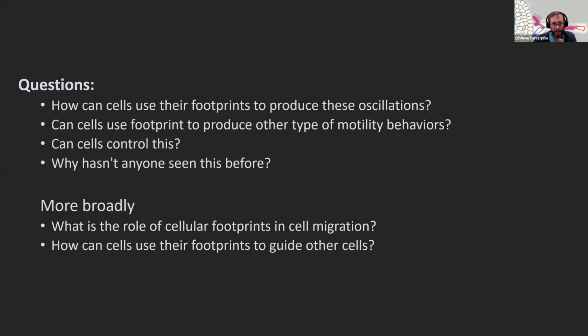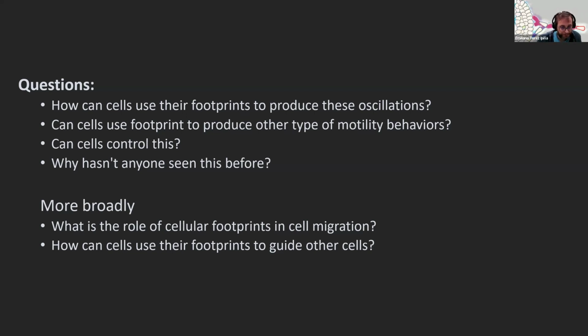So this brings me to the question that I'm interested in here, that is how cells can use this footprint to produce these oscillations. And if cells can use footprint to produce the oscillation, can they use footprint to produce another type of motility behavior? And if so, how can cells control these? And another interesting question is, why hasn't anyone seen this before? So people have been observing cells for many, many years, but this is the first time that someone reports cells using footprints.